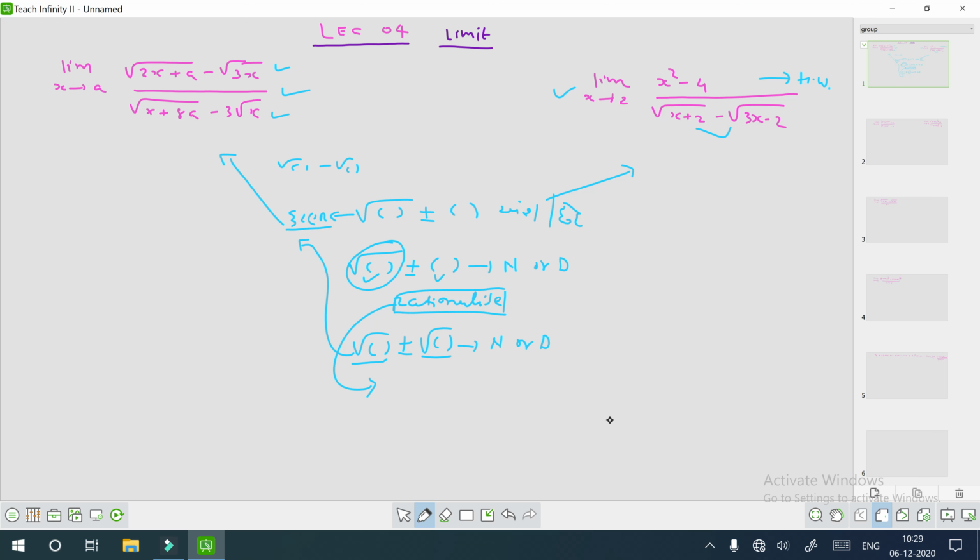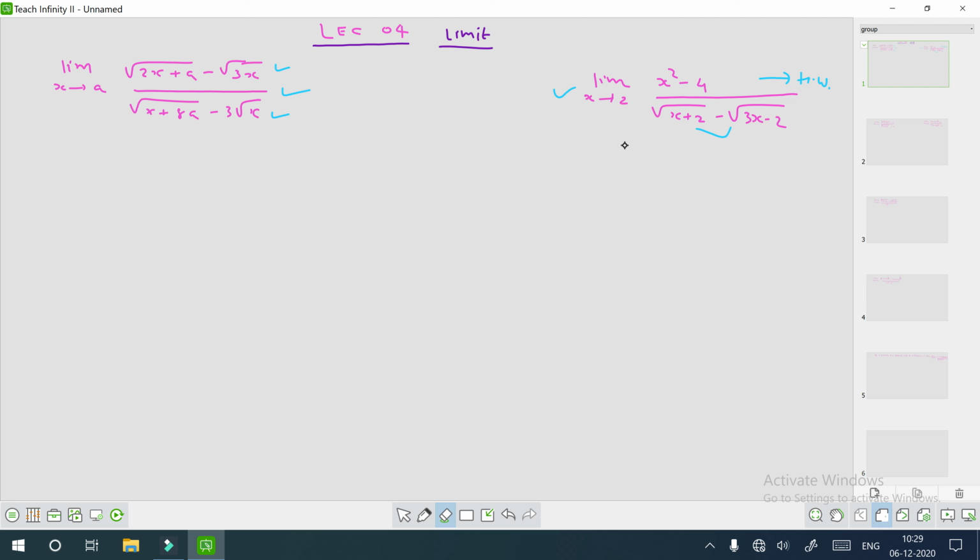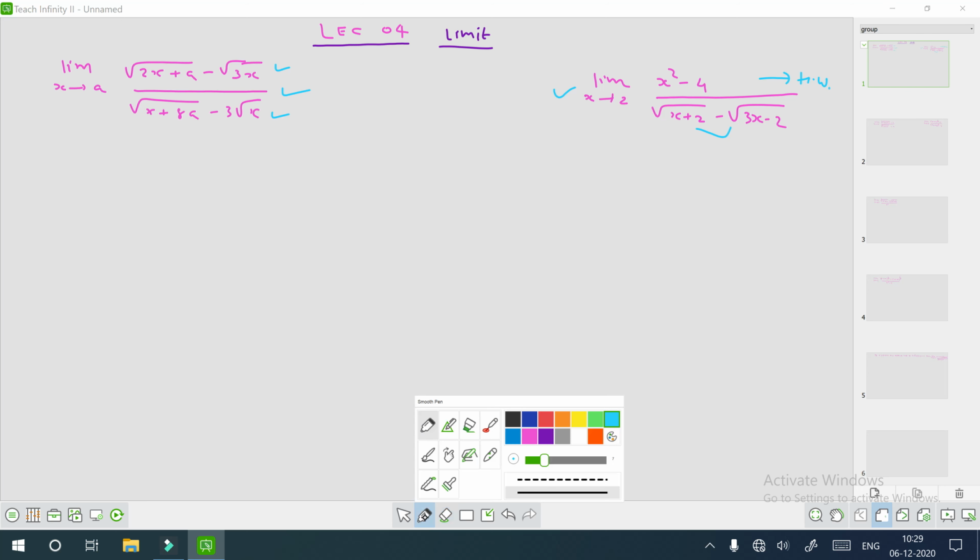Now let us solve this one. Now see, as far as limit is concerned, there is no need to write each and every step. In the last two lectures we already saw how to write step by step. But for multiple choice questions, we have to move fast.